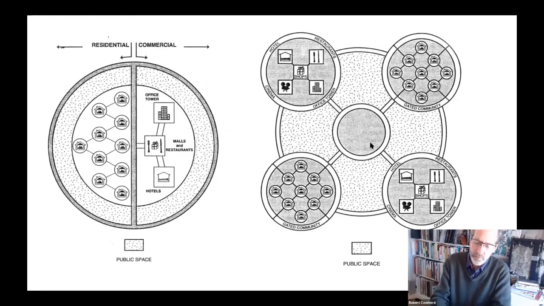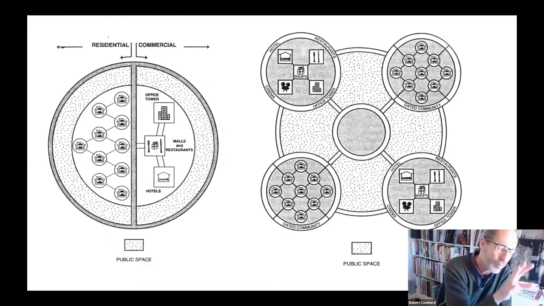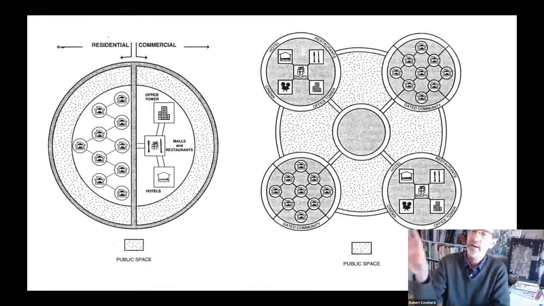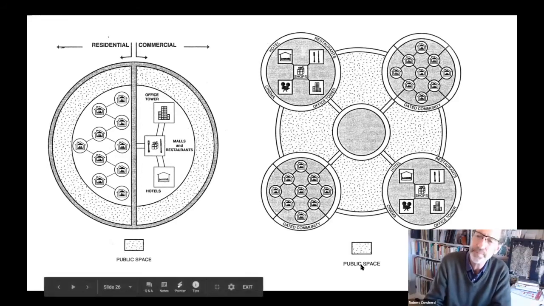And so we're going to take a look right here at the central core. As useful as this diagram is to look at the former pre-LA school paradigm on the left, in contrast with the LA school paradigm on the right, it's fundamentally flawed. And it's this use of the label public space. This is not public space.